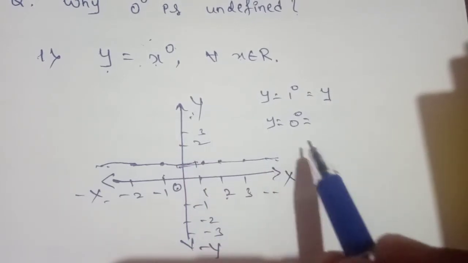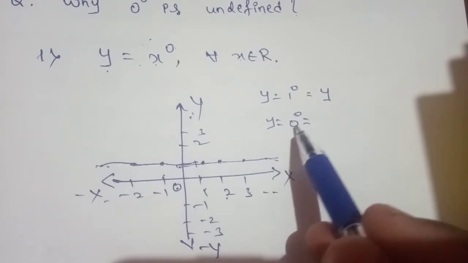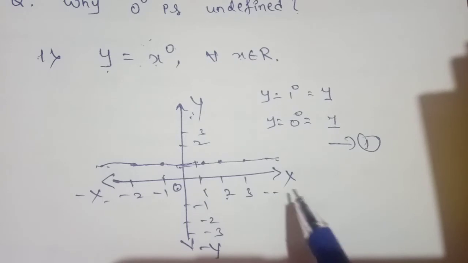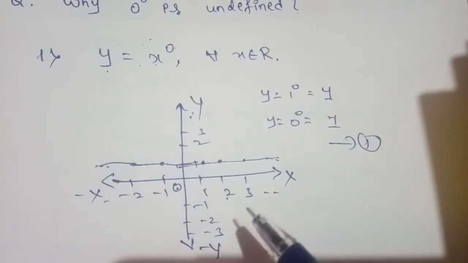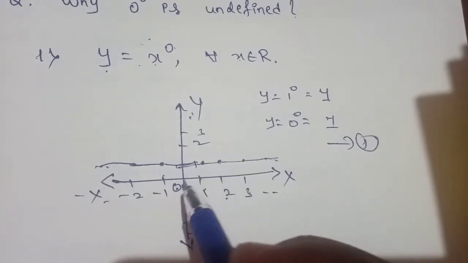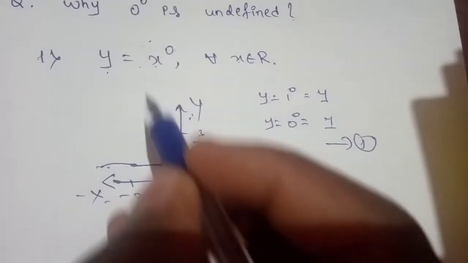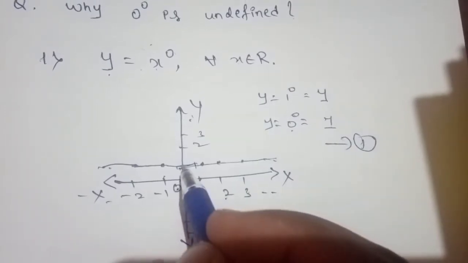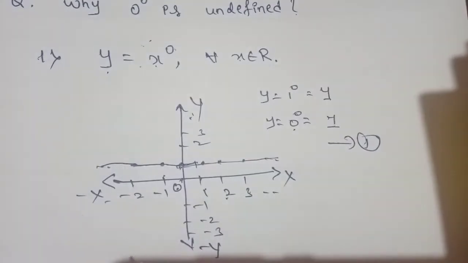In case I give 0, 0 power 0 is also 1. You can determine or predict the values with the help of the graphical method. You can predict what value will come next. That's why, if I give x is equal to 0, 0 power 0 is 1. It is one condition.